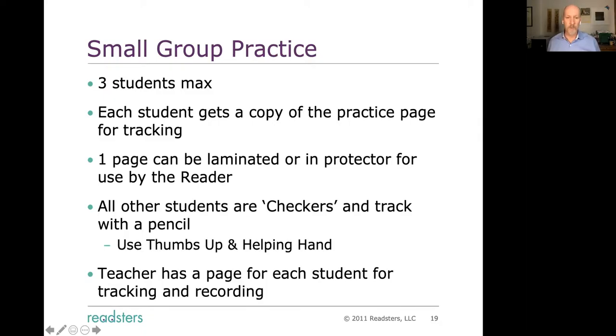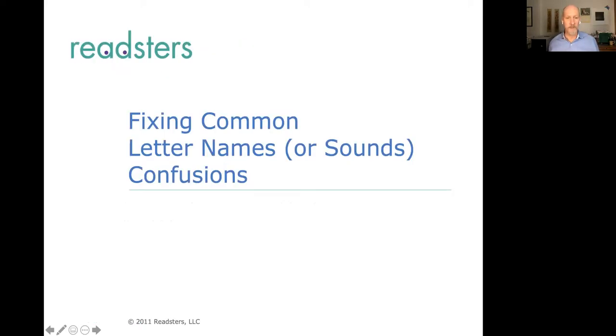We hold them accountable to be checkers, which means they have a copy of the same letters and they follow along. And then before the teacher tells the students how many they got right, she says checkers, and checkers either give a thumbs up, which means you got them all right, or a helping hand, which means I think you needed some help. And then the teacher takes over from there. So that's a way to keep a group practicing, keep everybody engaged and doing some work, while each student gets a turn to try to get their 3 rows.